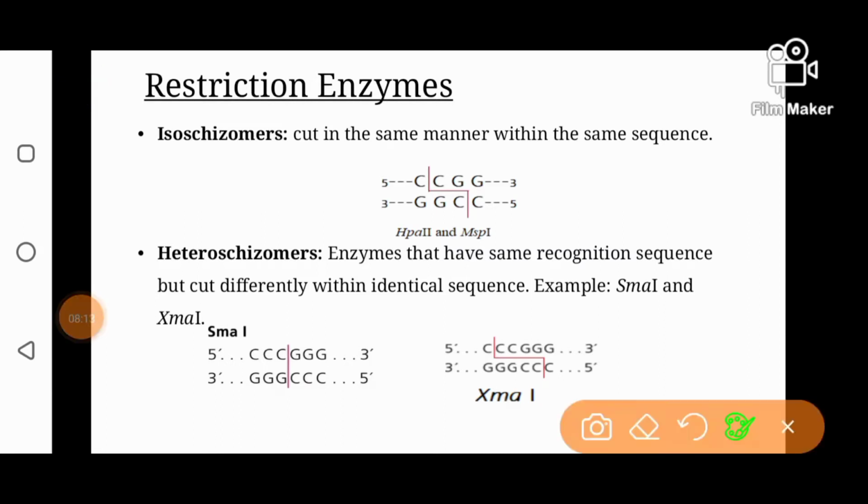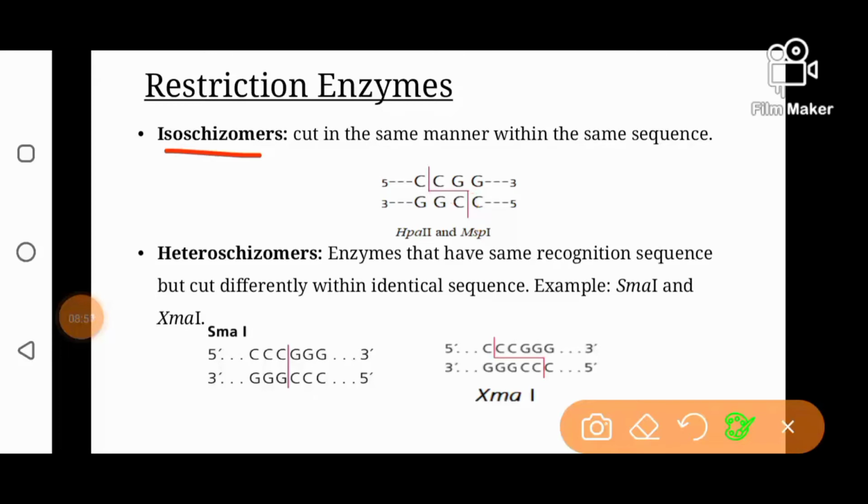Now, some restriction enzymes identify the same restriction sites and even cut DNA in the same or a similar manner. These enzymes are known as isoschizomers, which cut in the same manner within the same sequence, like HpaII and MspI. These are isoschizomers because they identify the same sequence, CCGG, and they produce a similar type of cut within the DNA sequence. These kinds of enzymes are known as isoschizomers.